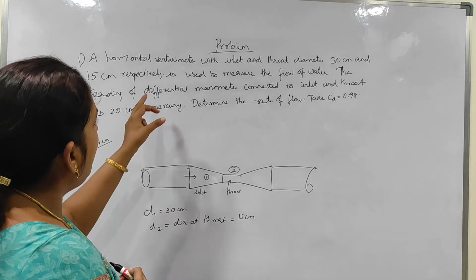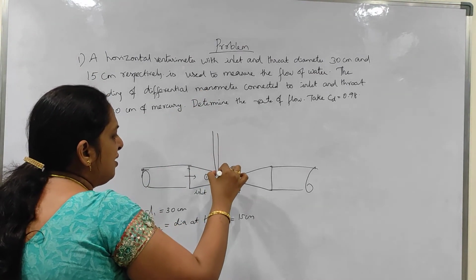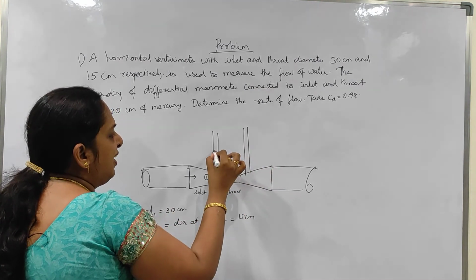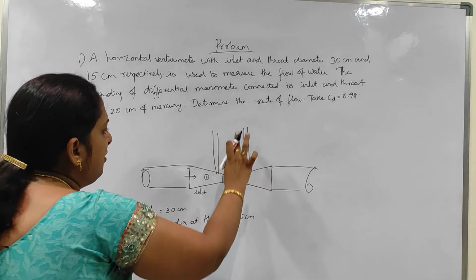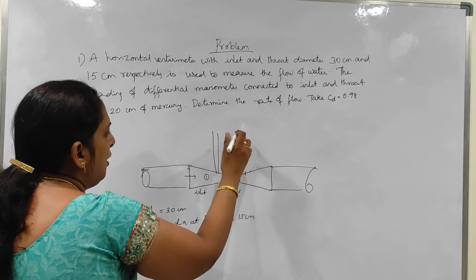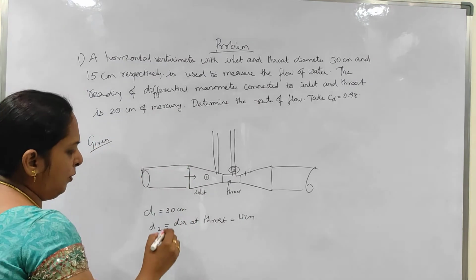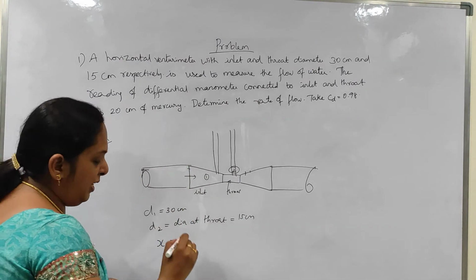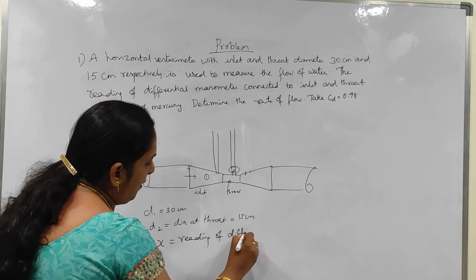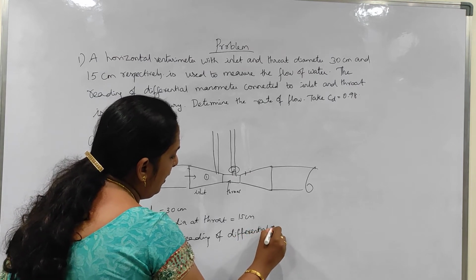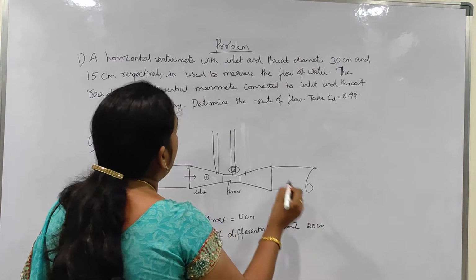of water. The reading of the differential manometer, remember, this is not H; instead they have given you the reading of the differential manometer. So this reading of the differential manometer at the inlet and throat is 20 centimeter of mercury. So X is given here, that is your reading of your differential manometer, X, which is 20 centimeter. Okay.